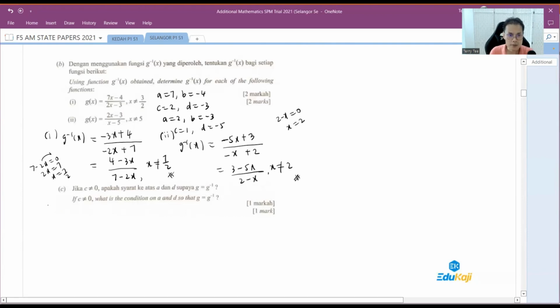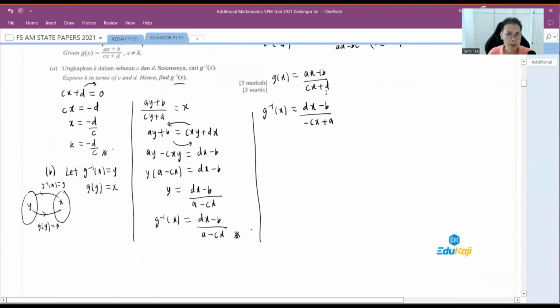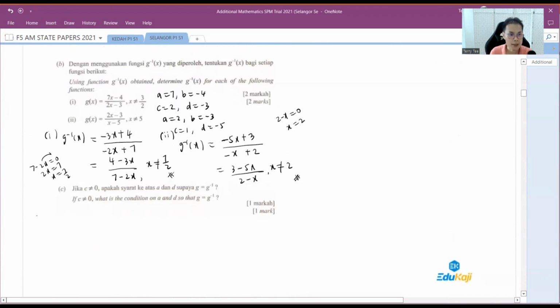Now, we know from the earlier one that my gx is ax plus b over cx plus d. My g inverse is dx minus b over minus cx plus a. So I'm going to equate them here. So I'm going to write my gx is ax plus b over cx plus d. My g inverse is, remember, we interchange the position of d and a. So this is dx, put a negative in front of b, put the negative in front of c, and then this will be a plus a.